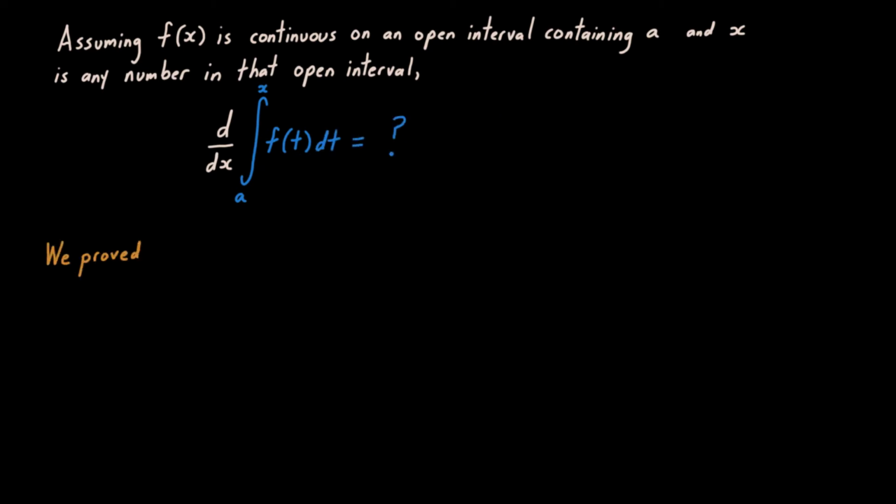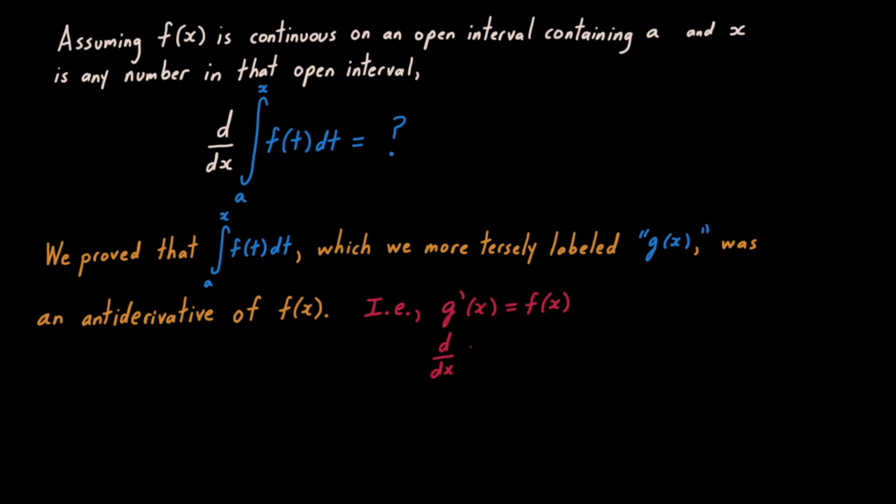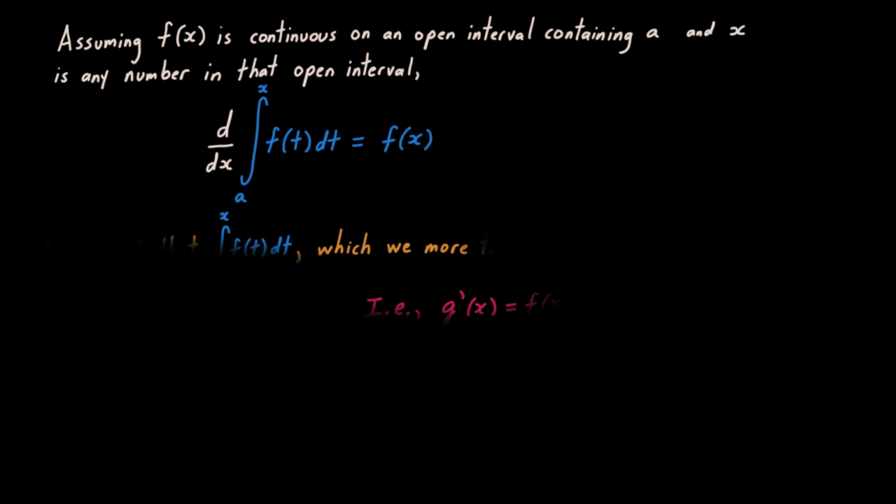What is the value of this derivative, the derivative of that area function? Well, we proved in the FTC proof video that the area function, which we more tersely labeled g, was in fact an antiderivative of lowercase f. So we've done the groundwork to answering this question, i.e. g prime is f, i.e. the derivative of g with respect to x is f, and most complexly notation-wise, but exactly the same thing conceptually, the derivative of the area function with respect to x is f of x. That's exactly what we're trying to find here, so the question mark is just an f of x.